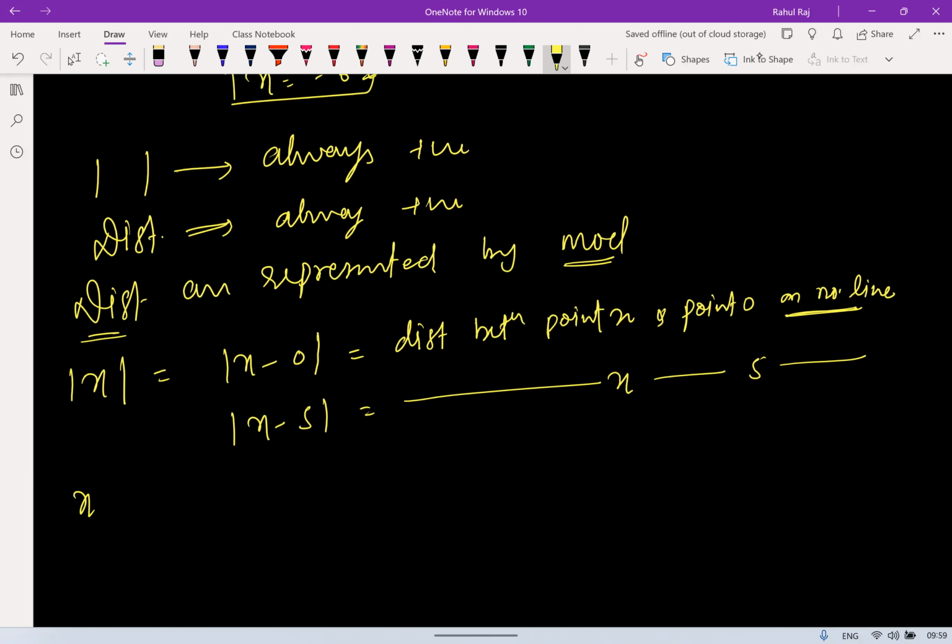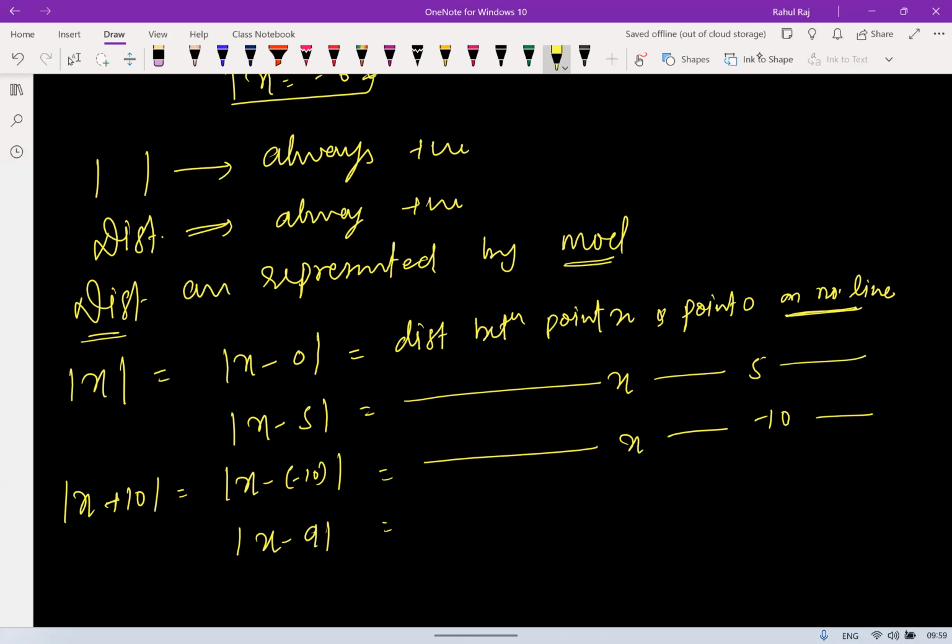So if I say mod of x plus 10, Alexa, that will translate into mod of x minus of negative 10. Now this can be represented by saying the distance between point x and point minus 10 on the number line. But when mod is already x plus 10, why do you have to take the negative? That's the general representation. Mod of x minus a is said as distance between point x and point a on the number line. It should be in form of x minus 5, x minus 0, and x plus 10 is not in that form.